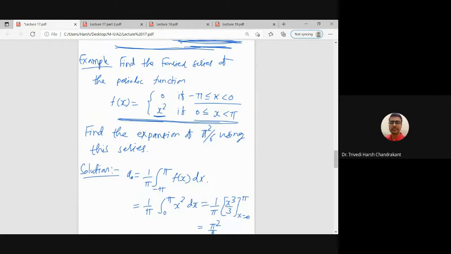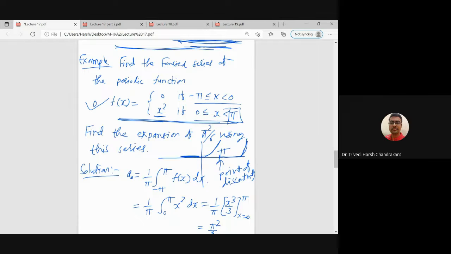If we see the graph of this function, on the left side it is 0 value, right? And on the right side the function is x square, and then again it will repeat. So here we will get 0 value, then again it will be x square, right? Because it is a 2 pi periodic function, this is a point of discontinuity, right? So what is this point? This point is basically x equals to pi, right?